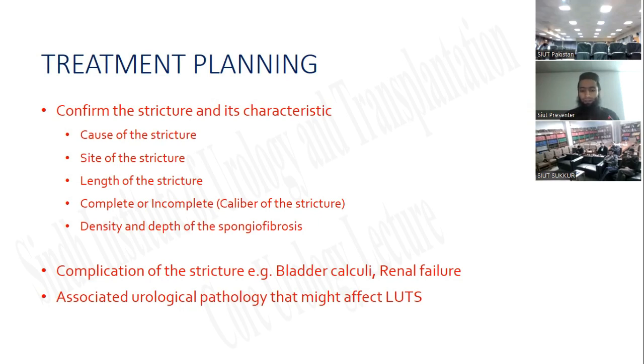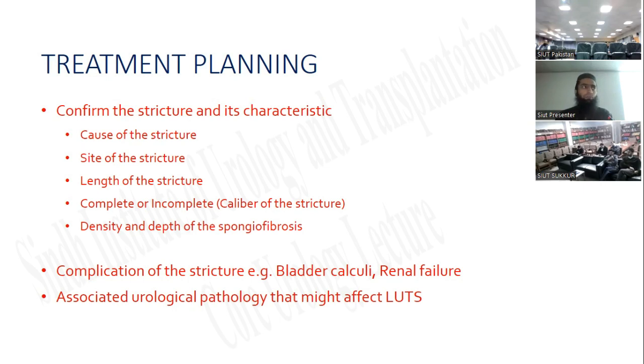is there, and whether it is completely obliterating the lumen or incompletely obliterating the lumen, and the depth and density of spongy fibrosis, which we can appreciate on ultrasonography of the whole penis and urethra or peroperatively. And there are some secondary complications of the stricture, like urine stasis in the bladder.